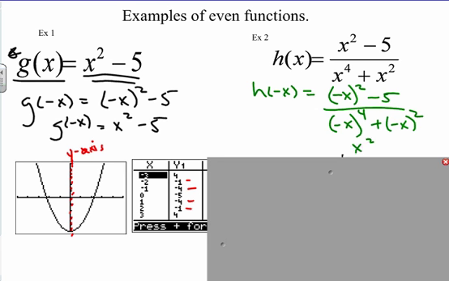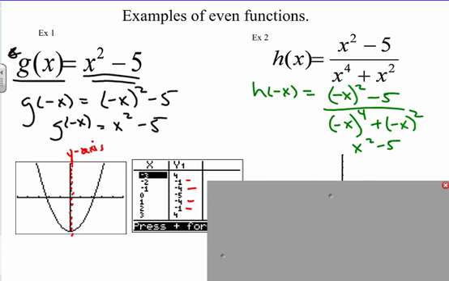And what we have then is, when we simplify, negative x squared is x squared, so we have x squared minus 5, the same as we have at the top, all over x to the fourth, because negative x times negative x times negative x times negative x is x to the fourth, and then we have, once again, negative x squared, which is x squared. So h of negative x is the same equation as the original. Therefore, it is an even function.